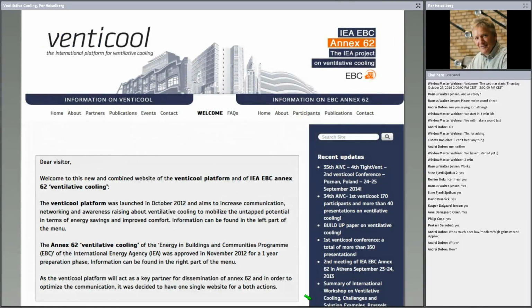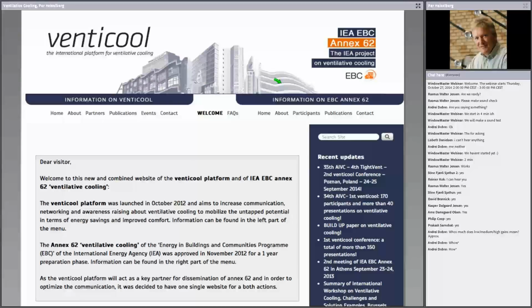At the moment, as you can also see in many of my slides, there is an international research activity going on, IEA EBC Annex 62, and we have a website together with the platform for ventilative cooling. Here you can see results or information related to the research part under Annex 62, and information regarding the application and the more practical use under the Venticool platform.